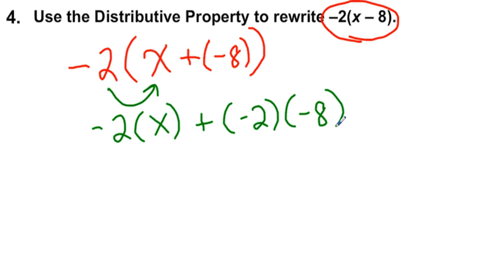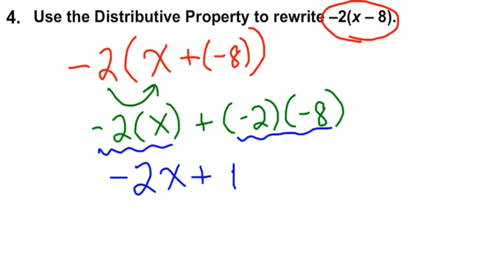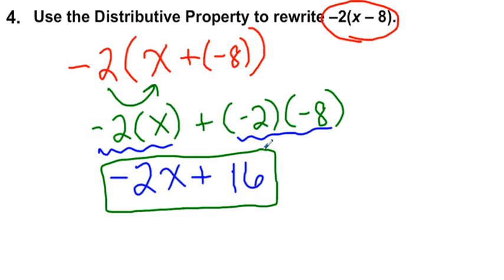All right. Now we're going to multiply our expression. So negative 2 times x is negative 2x. And then we have negative 2 times negative 8, which equals positive 16. So this is simplified as negative 2x plus 16.